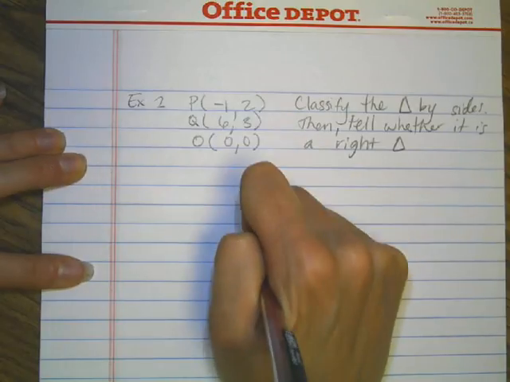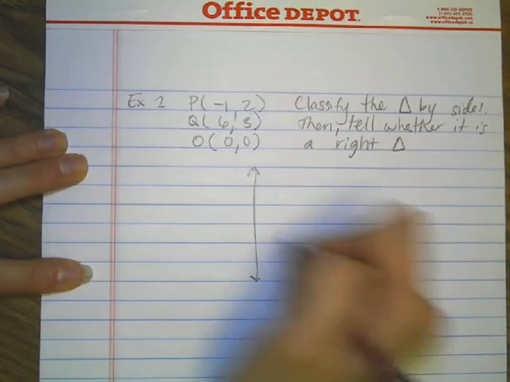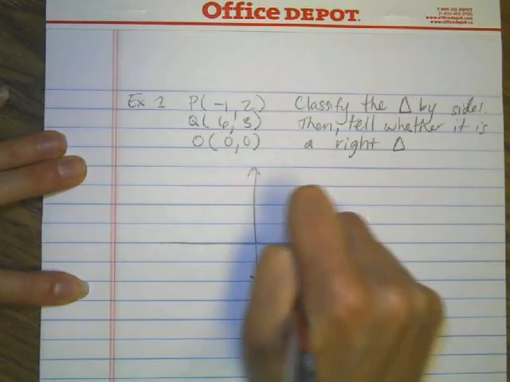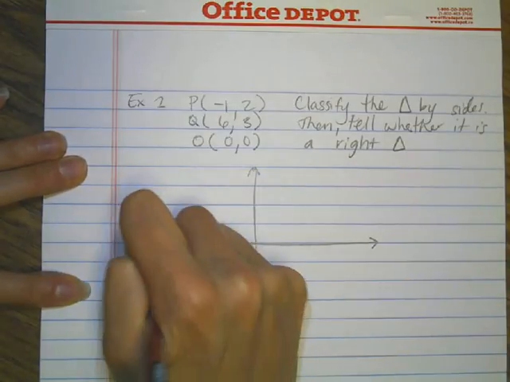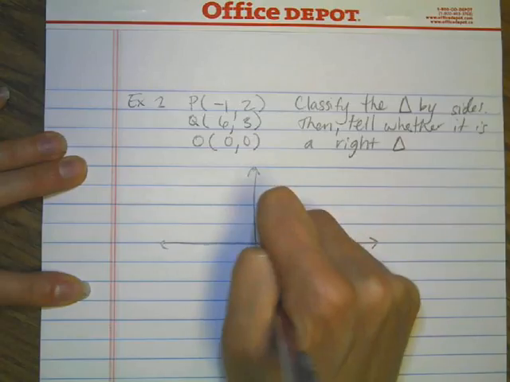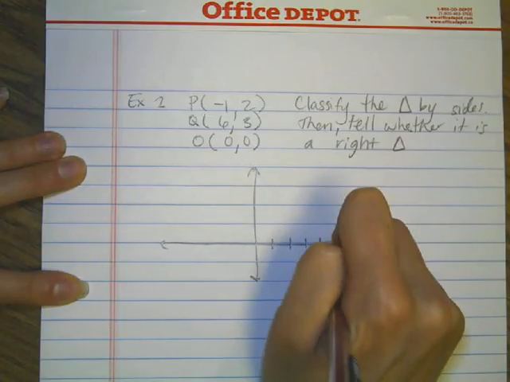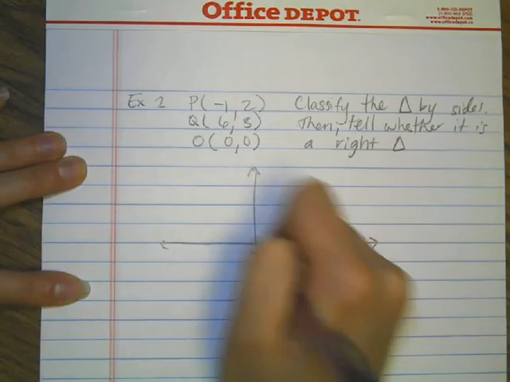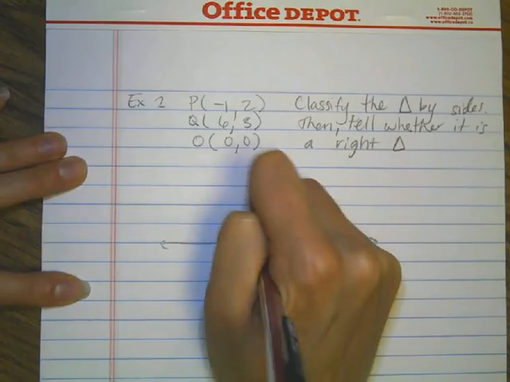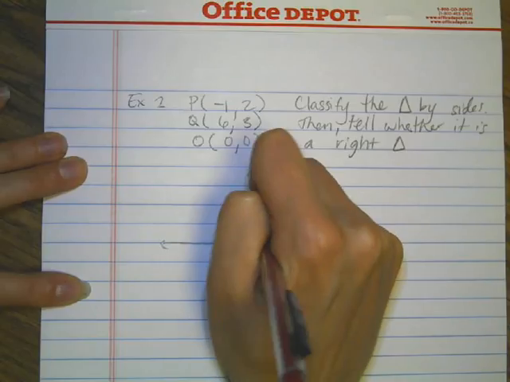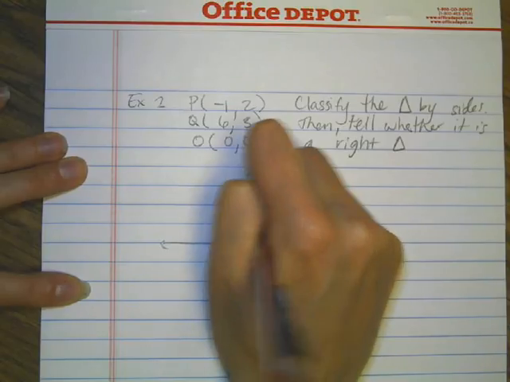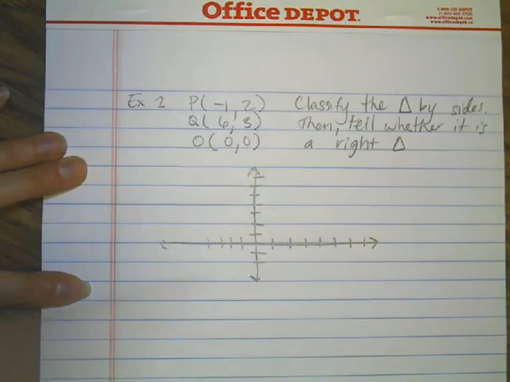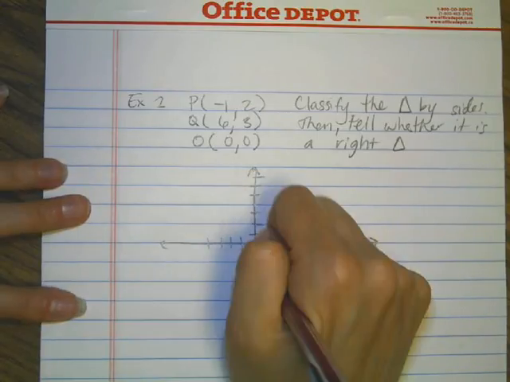Now, if I want to classify this by sides, what do I need to know? How far the sides are. Good. How do I find that out? What have we used that you can find that out? Distance formula. Perfect. Just for a reminder, the distance formula is square root of x2 minus x1 plus y2 minus y1, and both of them have to be squared.